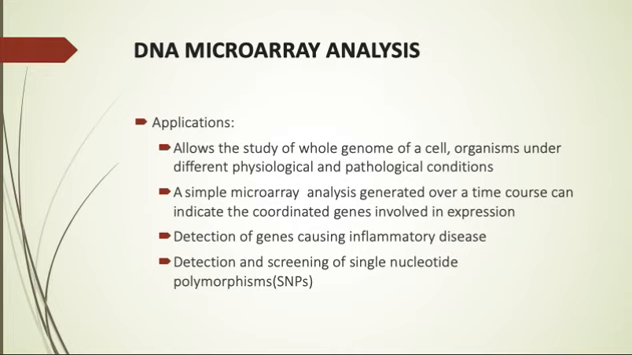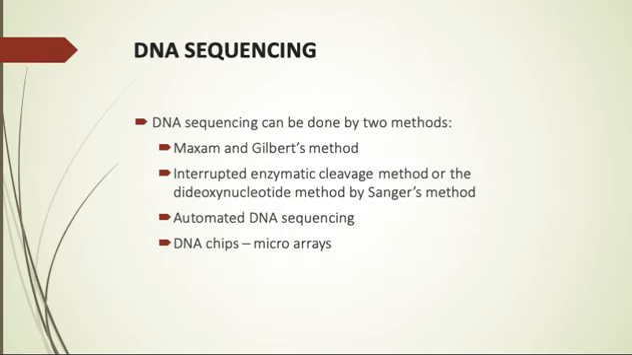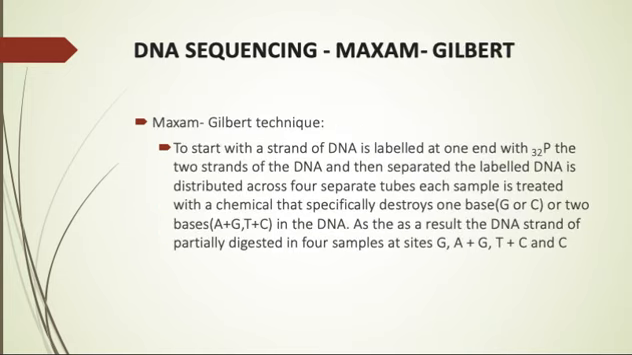So moving on with the same short note concept, we'll go on to another short note that can be asked, that is DNA sequencing. So DNA sequencing can be done by two methods: by Maxam and Gilbert's method, and then you have the interrupted enzymatic cleavage method or the dideoxynucleotide method by Sanger's method. Then you have the automated DNA sequencing, and then you have the DNA chip or the microarray method that we've already discussed. So moving on to the DNA sequence, the first one, the Maxam and Gilbert method.